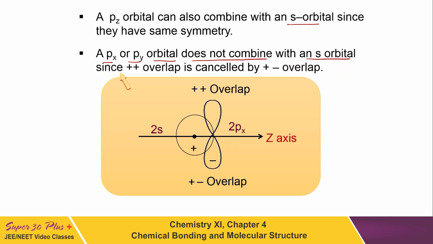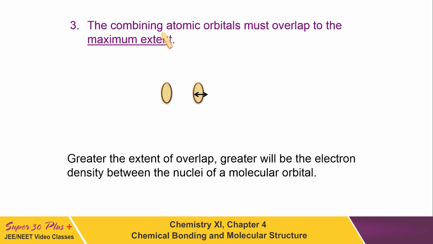Since if that is believed to happen, then this positive overlap is cancelled by the plus-minus overlap. So this is not going to happen, as explained in the picture. The third condition is that combining AOs must overlap to the maximum extent. When AOs combine, they will combine to the maximum extent.